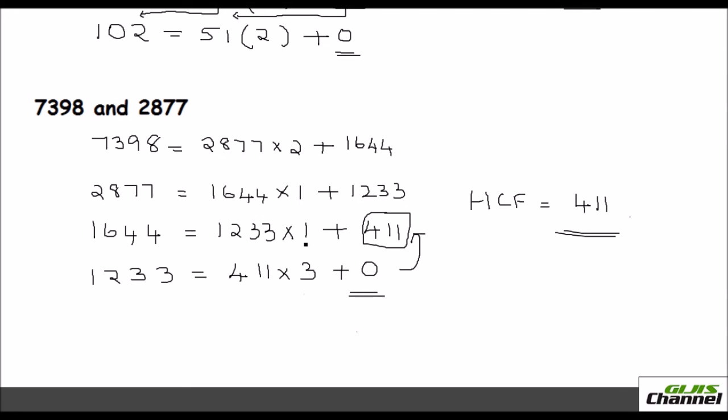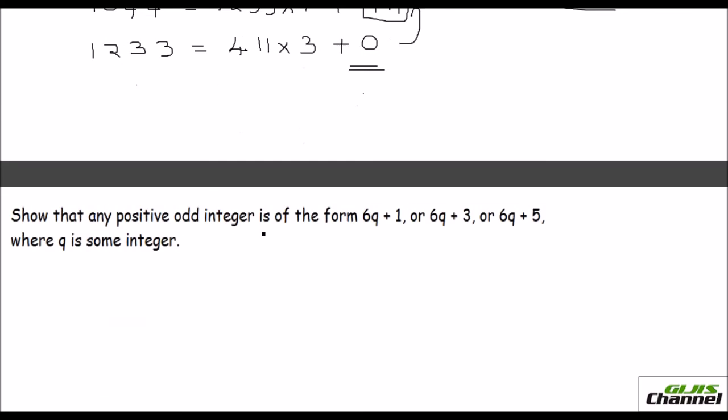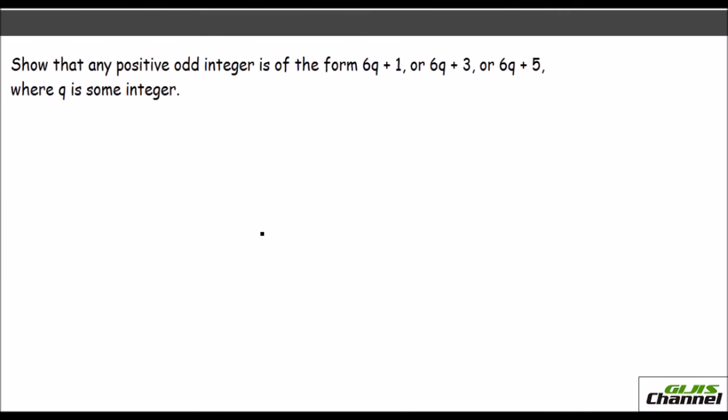So if you get direct problems like this, maybe you can do it easily. Sometimes they may ask you to prove a few things, okay? Like, just take this example. Here they say, show that any positive odd integer is in the form 6q plus 1 or 6q plus 3 or 6q plus 5, where q is some integer.